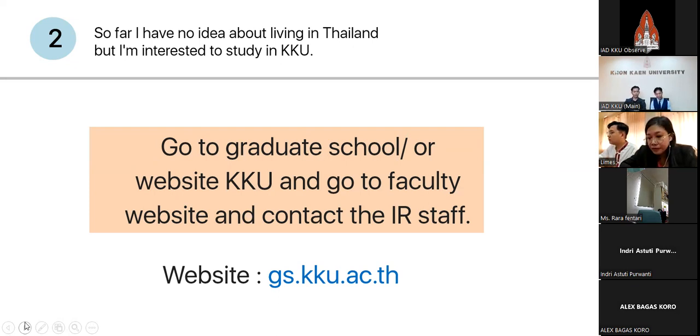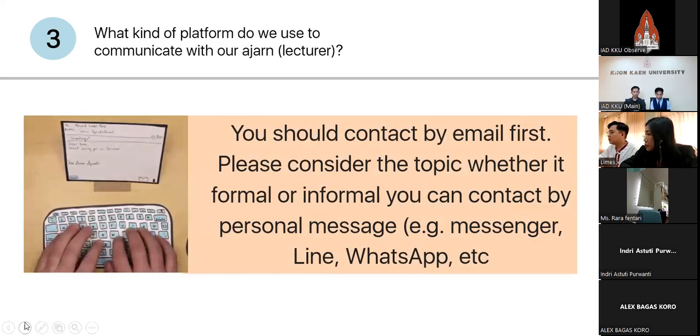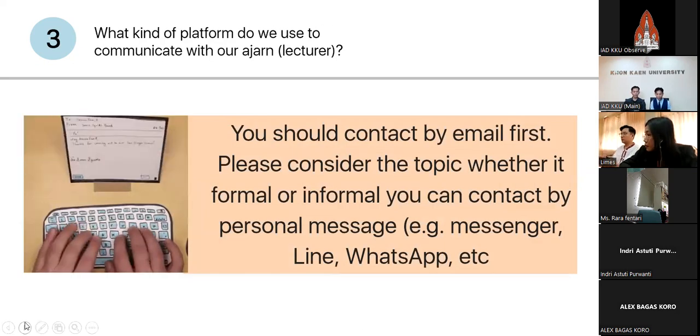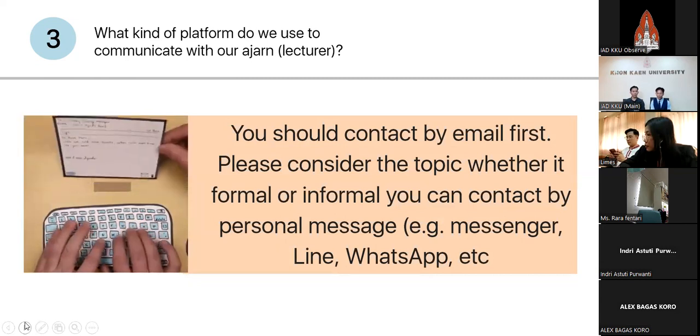And next is the third one: what kind of platform do we use to communicate with our agent?